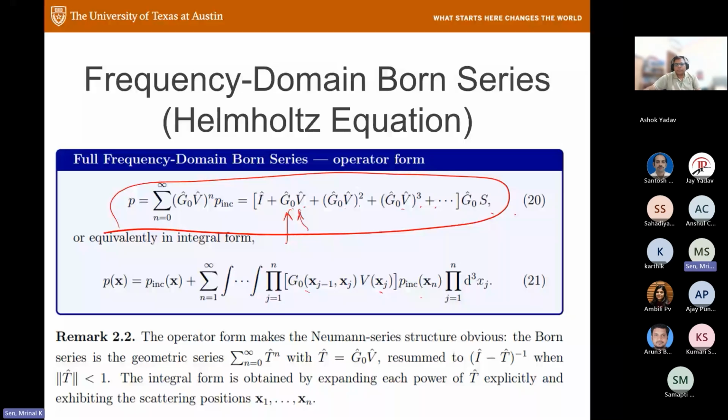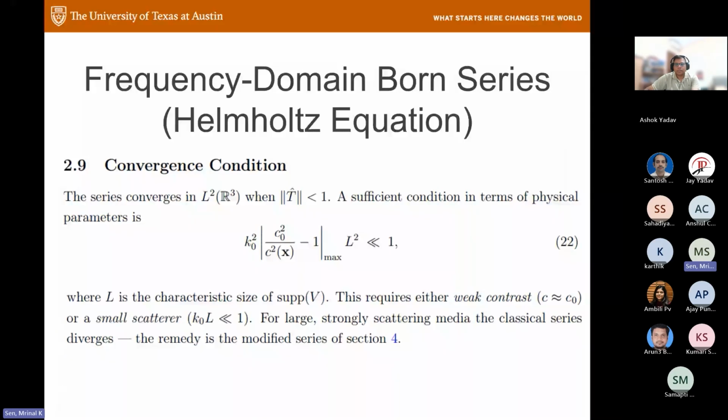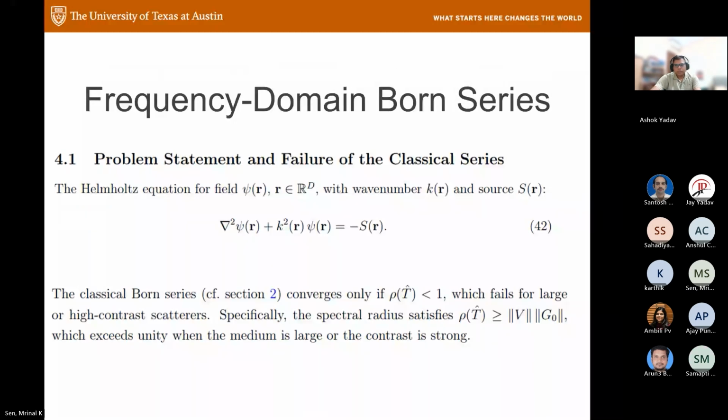Anything else on this? Go to the next slide. So the convergence condition is that this should be less than or equal to 1. And if that is violated, then it does not work very well. So this is the classical Born series.